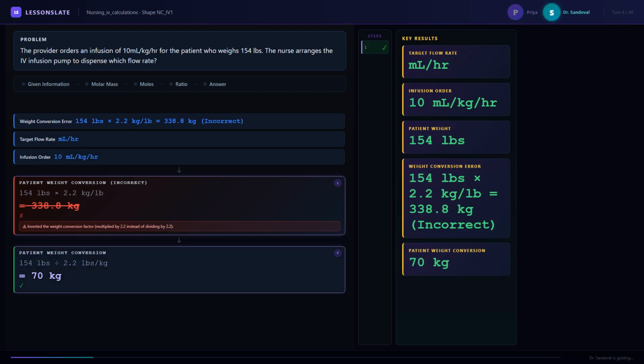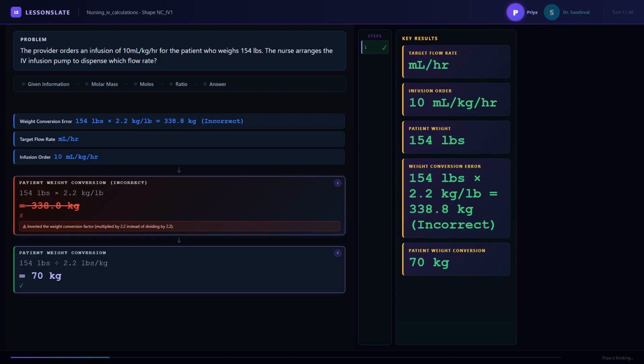Excellent, Priya. You've got it exactly right. Dividing 154 pounds by 2.2 pounds per kilogram gives us 70 kilograms. That's the correct patient weight in kilograms. Now that we have the patient's weight in the correct units, what's the next step to figure out the total amount of fluid the patient should receive per hour?